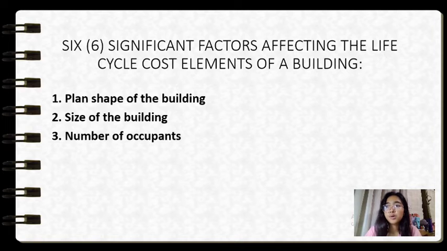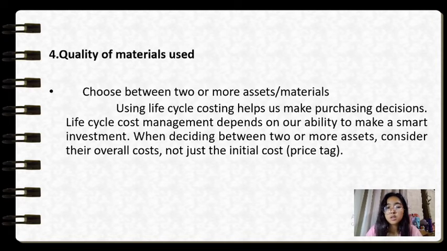For example, you want to build a canteen in a school. Since marami yung students, mas marami din yung kailangan mong benches, tables, food na isa-serve. So, nakadepende din sa number of occupants. Number 4 is the quality of materials used.